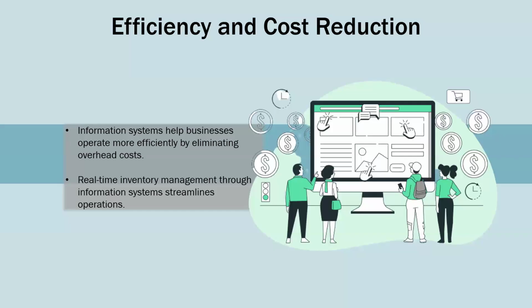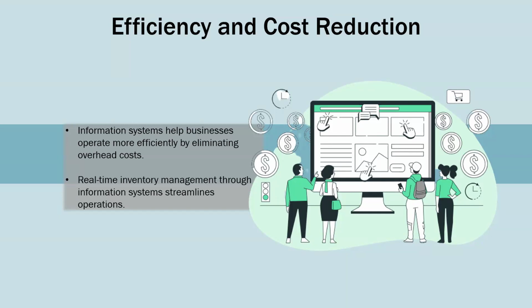Now, one of the other reasons why businesses need information systems is efficiency and cost reduction. Information systems help businesses operate more efficiently by eliminating overhead costs, right? So computers make things easier. Where someone was going to do things manually and was going to be paid more money, if you do certain things through automation, costs are covered. At the end of the day, companies are there to maximize profit, right? And to reduce costs. That's what companies are all about.